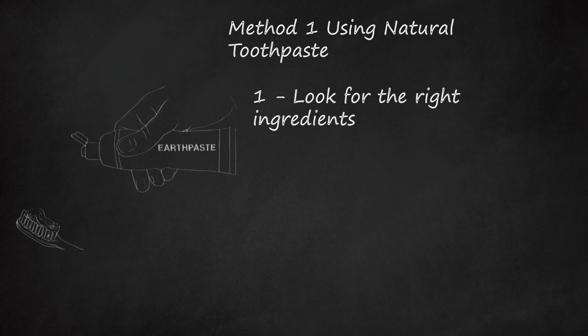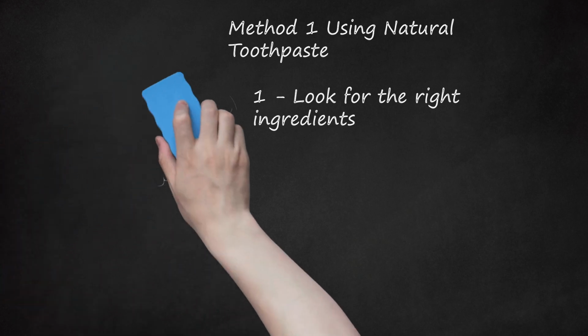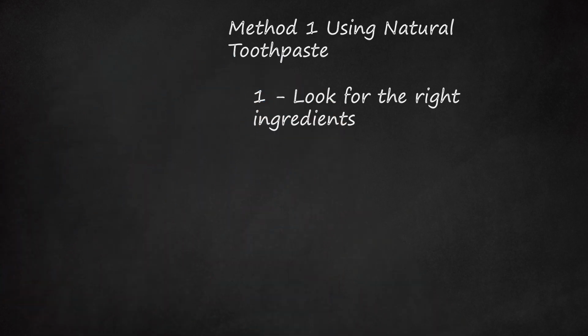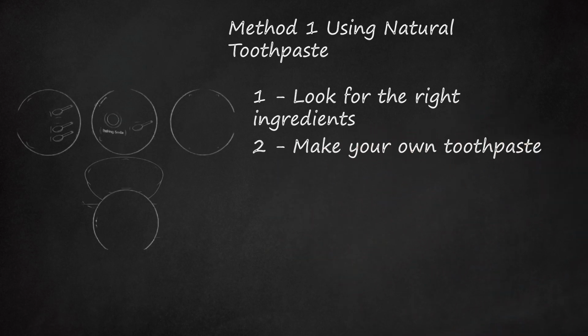Common commercial natural brands include Redmond Earthpaste, Dr. Collins Restore, Apogard Premio, Tom's of Maine Cavity Protection. 2. Make your own toothpaste. If you don't want to buy your toothpaste, you can make your own out of natural ingredients.